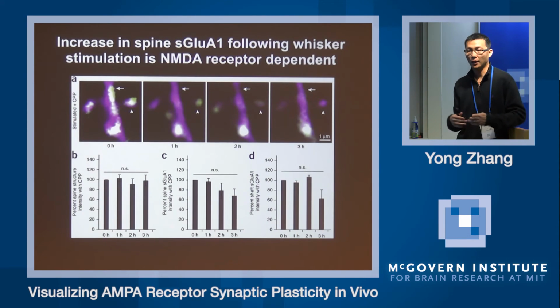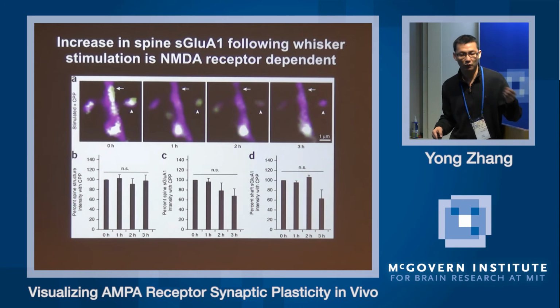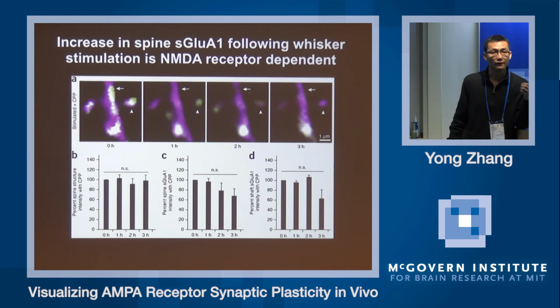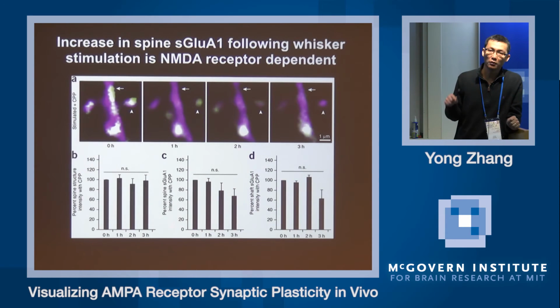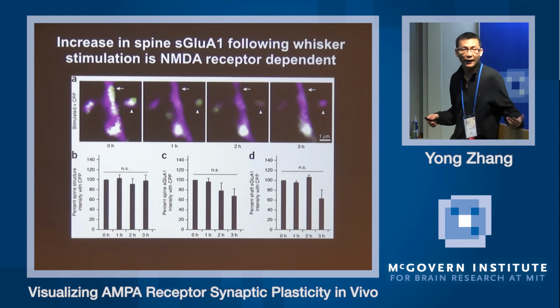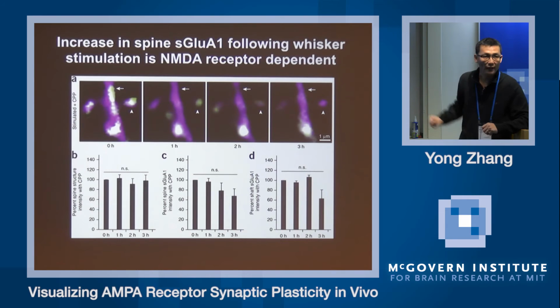Here we want to briefly learn a little more about the mechanism of this phenomenon. After whisker stimulation, there is an increase in the spine surface AMPA receptors. What are the possible mechanisms? One of the usual suspects is NMDA receptors, because NMDA receptor-dependent LTP is the major type of LTP people have been studying. So we take an educated guess: let's first test whether this phenomenon is NMDA receptor-dependent.